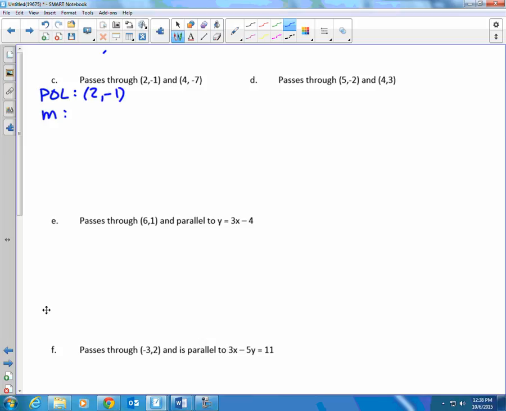How do I figure out the slope? y2 minus y1 over x2 minus x1. We have to use our slope formula. We got 2 points. That's our only way to figure out the slope. -7 minus -1 over 4 minus 2. Got it. Now I write my equation for my line. y plus 1 is -3 times (x minus 2).